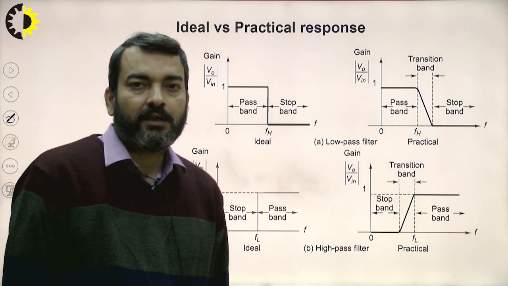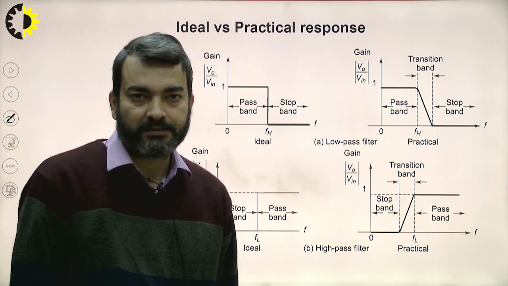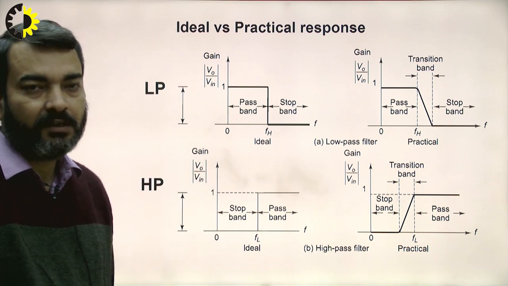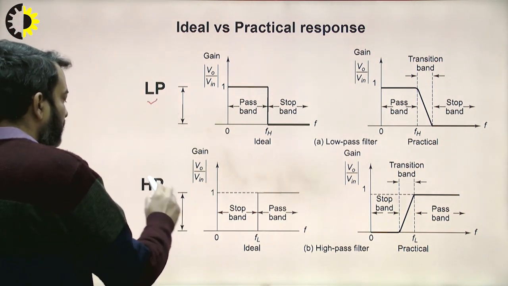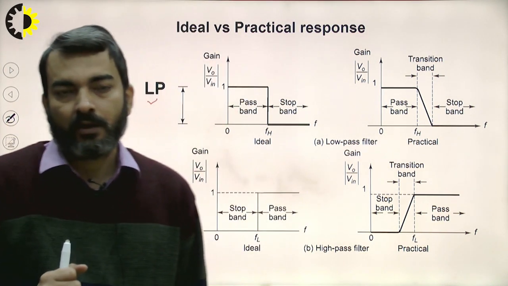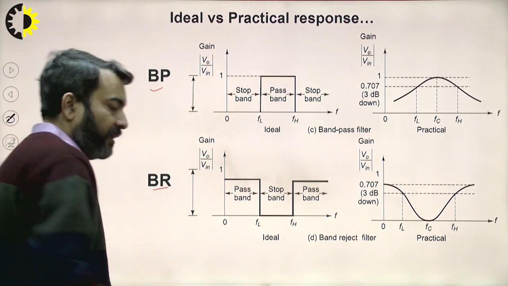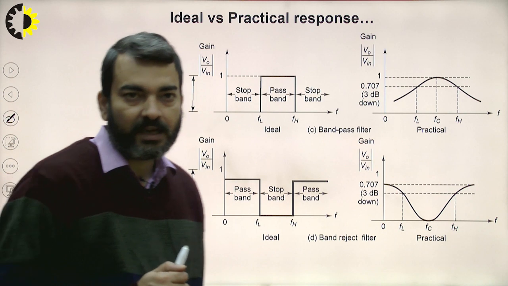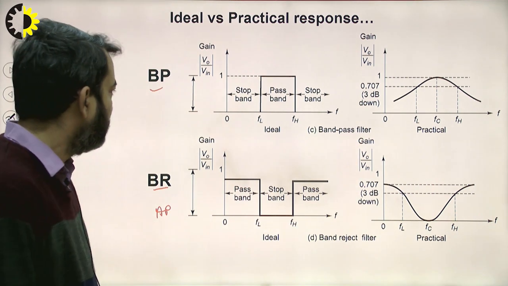Now before starting the filter theory, first we will see what are the basic filter functions and what is ideally required of them. So we have mainly three filter functions: low pass, high pass, band pass. These are the three basic filter functions. Two more filter functions, that is band reject and all pass, can be derived with the help of low pass, high pass and band pass. So let us see one by one.